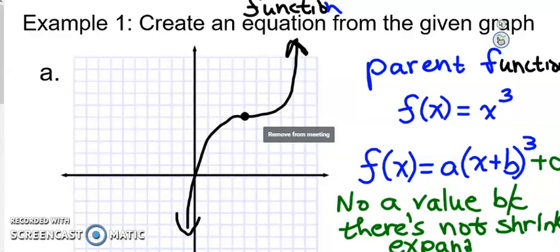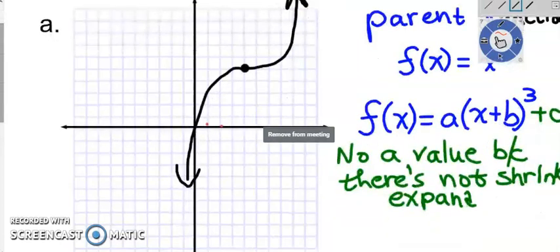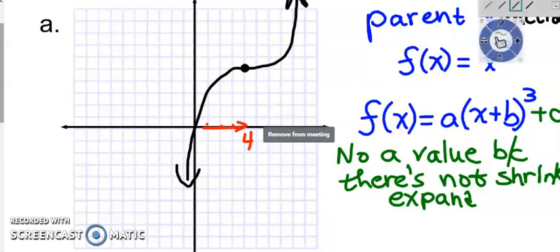So now we should go over to our next part and see, is there anything that's moved to the left or right? Is there anything that's moved up or down? So here we know we went over 1, 2, 3, 4. So we went over to the right 4. And then from the other part, we can see, and let me use green here, we actually went up 1, 2, 3, 4, 5. So we went up 5.